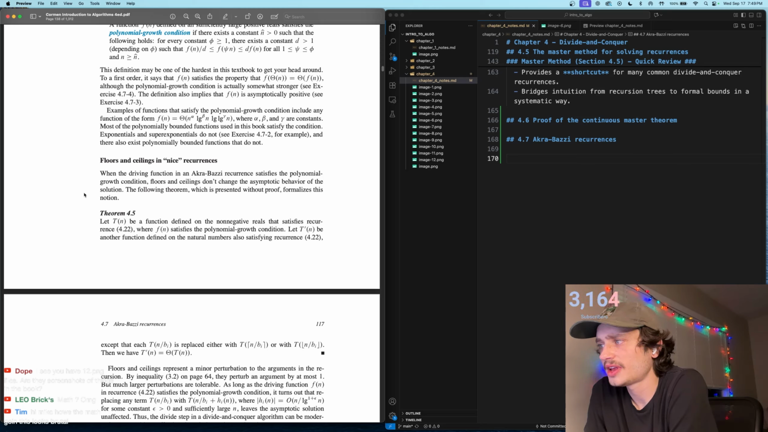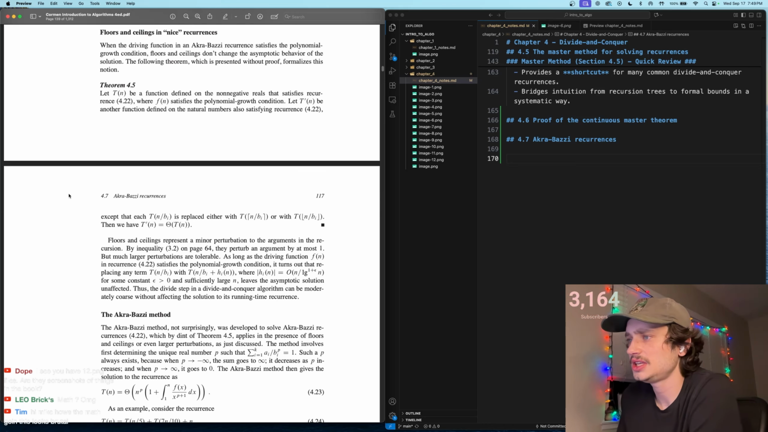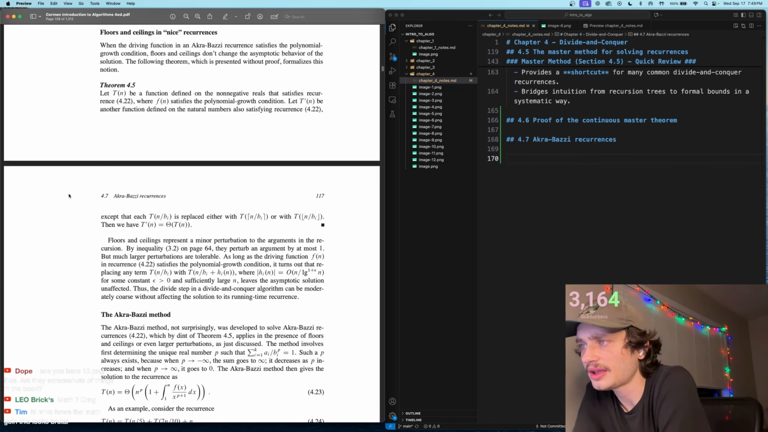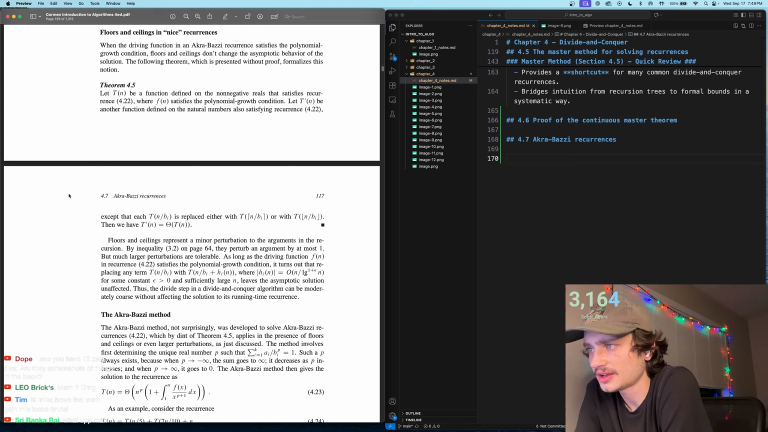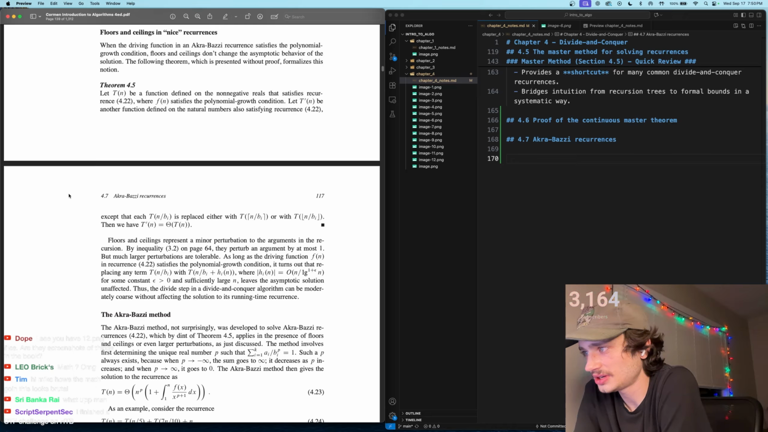Let T'(n) be another function defined on the natural numbers also satisfying recurrence 4.22, except that each T(n/b_i) is replaced with either the ceiling or floor of that value. Then we have T'(n) = Θ(T(n)). Floors and ceilings represent a minor perturbation to the arguments in the recursion.